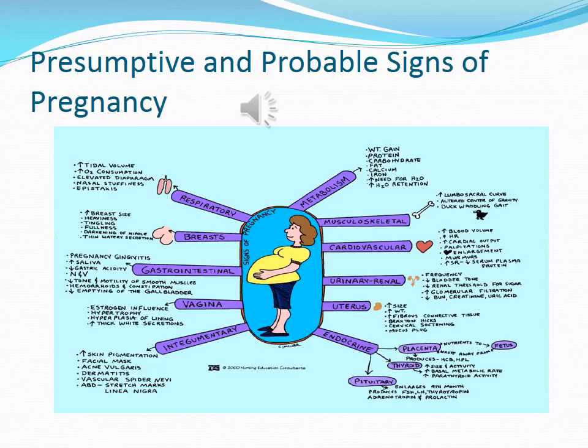During the last month, the fetus becomes less active, usually due to less space inside the uterus to move around. This is just another little study chart I added to the PowerPoint. It shows presumptive and probable signs of pregnancy. You can go through and look at this. As you notice throughout the PowerPoint, I mentioned presumptive and probable signs of pregnancy multiple times. This is probably for a reason.